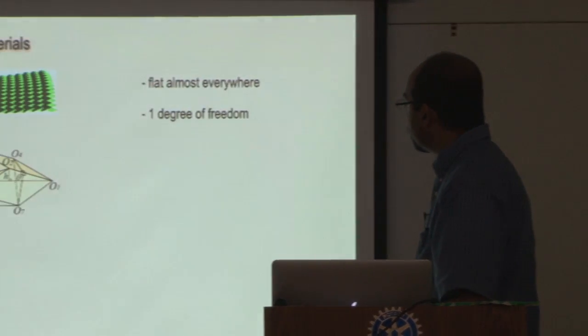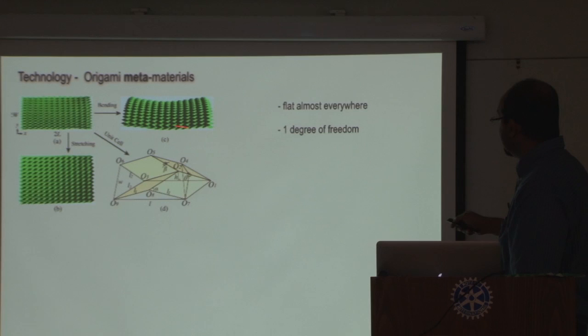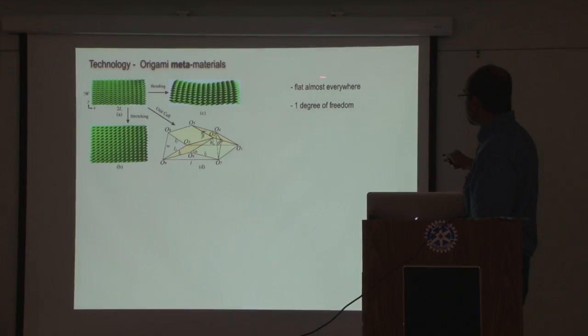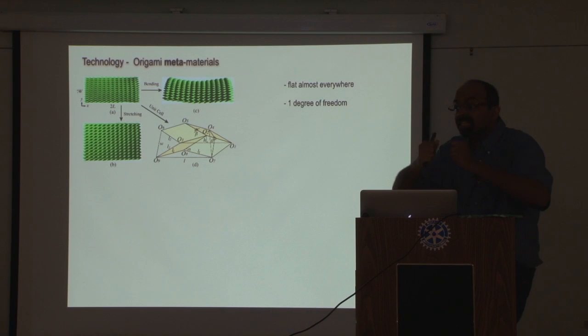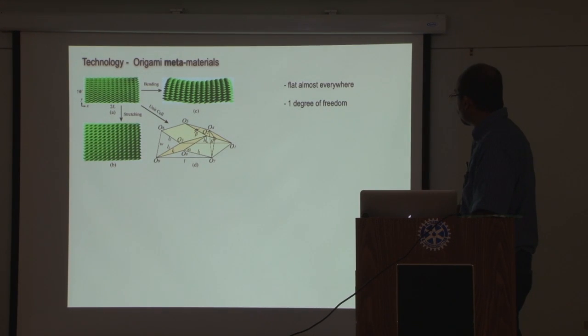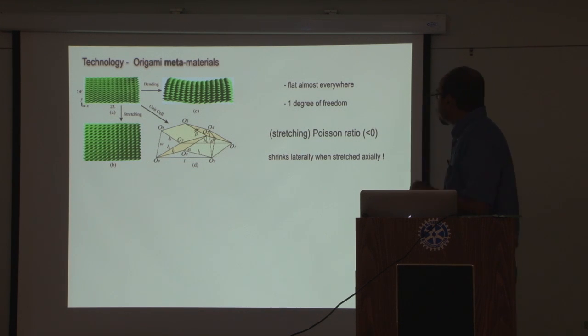Okay, so one can start to characterize these properties, and I'll simply tell you what I've said before, that this object, the Miura Ori, for example, is flat almost everywhere except for these creases. It has only 1 degree of freedom. If I pull the whole thing, it opens, and if I squeeze on it, the whole thing closes. It stretches laterally when stretched axially.